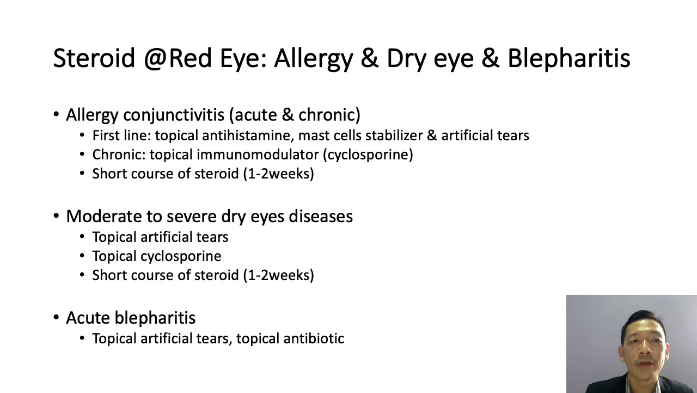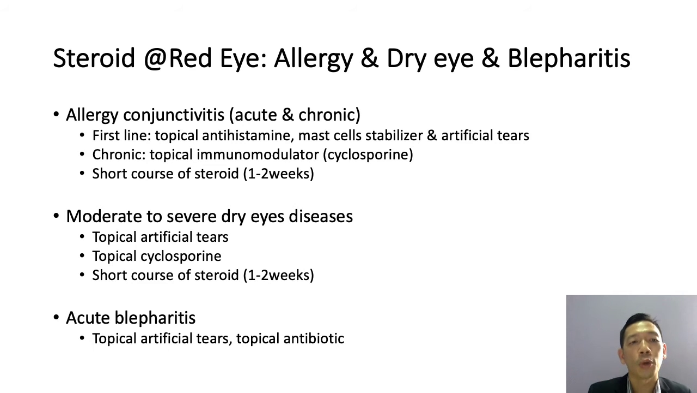Here we'll talk briefly regarding the use of topical steroid for acute red eye when patients present with allergy eye disease, dry eye disease, and also blepharitis. For allergic conjunctivitis, whether acute or chronic, the first line of treatment should always be a topical antihistamine, mast cell stabilizer, and also artificial tears. In chronic conjunctivitis, we can add on a topical immunomodulator like cyclosporine. A short course of steroid will be very useful when they present with exacerbations and a flare up of the red eye due to the conjunctivitis. But it should always be limited to a 1 to 2 weeks course of topical steroid use.